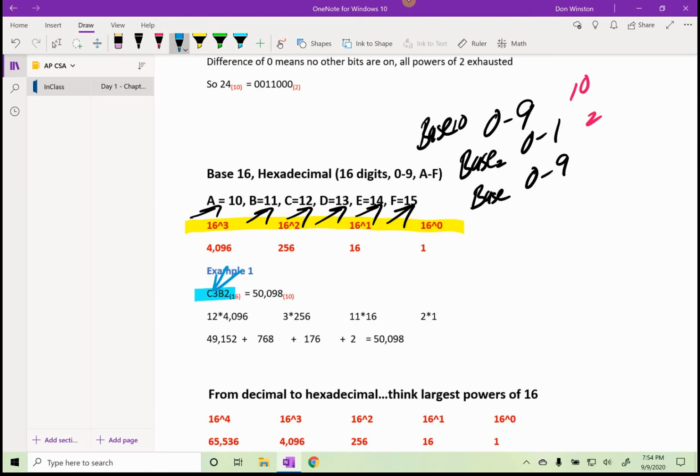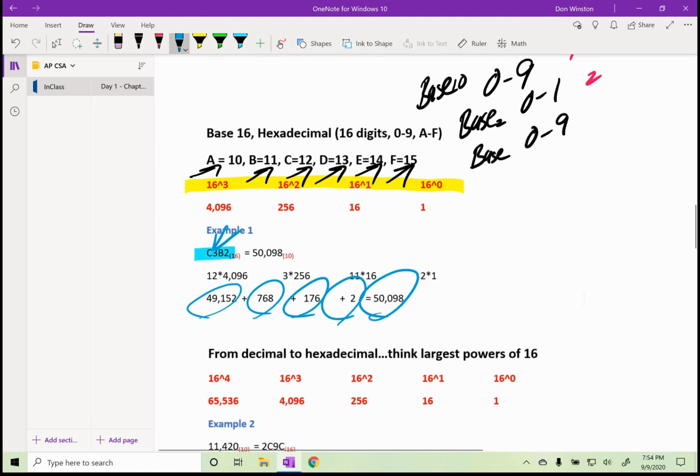Okay, so we get 49152 plus 768 plus 176 plus 2. And that's 50098. So C3B2 base 16 is 50098 base 10. Again, the procedure, the algorithm is the same. You take the digit and you multiply it by the power of the base. Everything's the same. The process is the same.